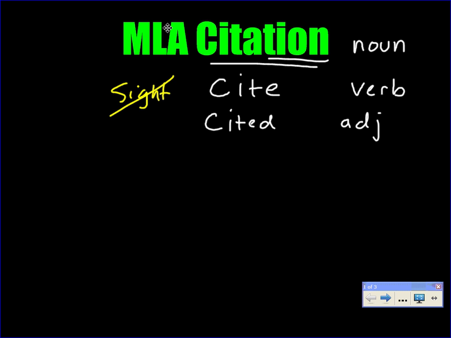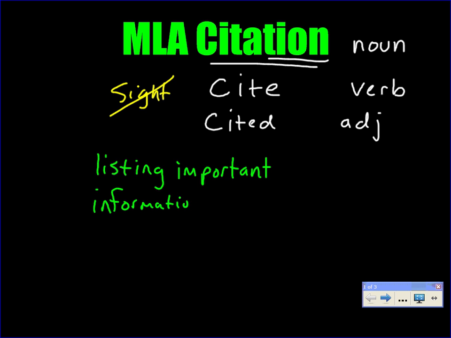It's one of those words you got to own in an English class. You'll be using it for years. Definition of citation, definition of citing. This is where you list important information about a resource. We've already seen 3 important pieces of information that you'll need. Author, article title, website title.